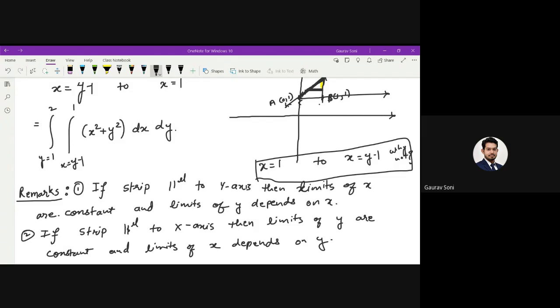The left hand side end of your strip is on this line, right? On this, the left hand side limit is always smaller for x and the right hand side is larger. While giving the limits, you take it from the smaller to the larger. When you have the vertical strip, you take the lower limit first and then the upper limit. Am I clear? That is the reason why we gave the limits from y minus 1 to x equal to 1.